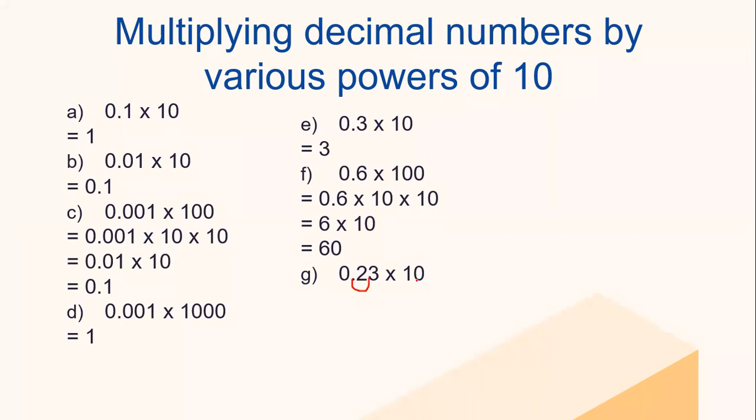How many zeros will be there in 10? That must place backside. 10 means a single 0, so one step backside. So your point will reach over here, in the middle of 2 and 3. That means in front of the dot there is 0, and 2 means 2. After the dot there is 3, which you have to write.